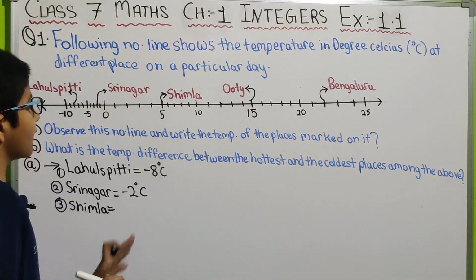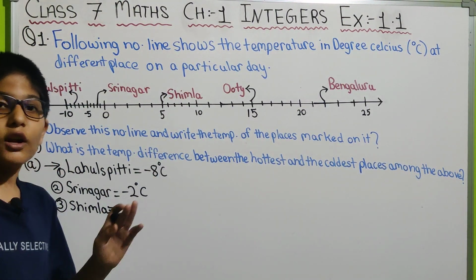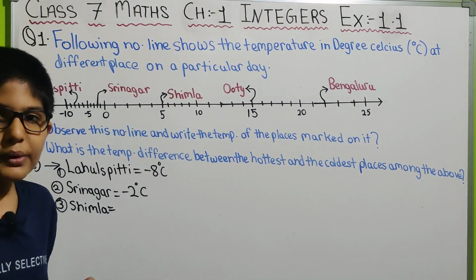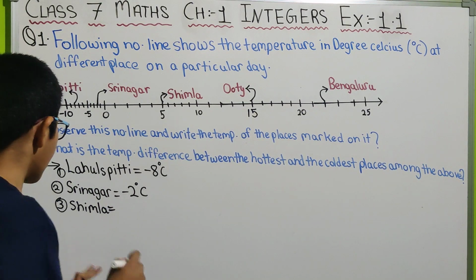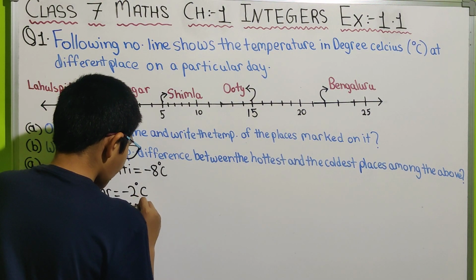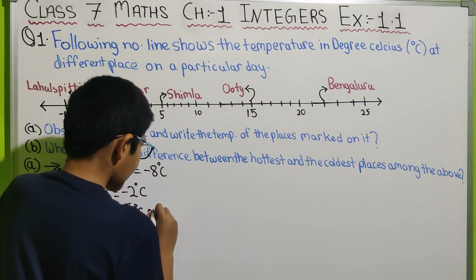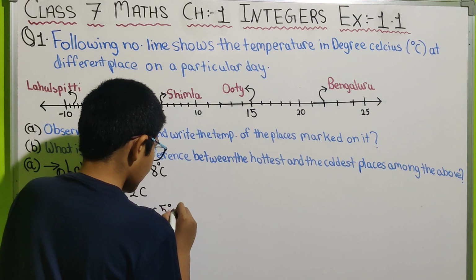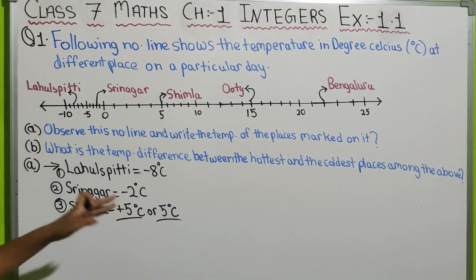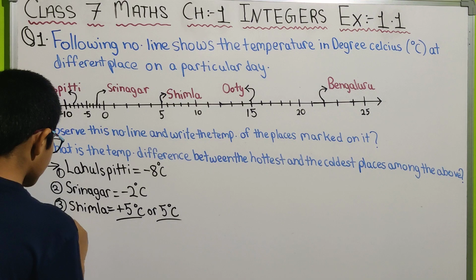Shimla. The third one, here it is 5. Here it is also given at the point 5, which means it is not minus. After 0 it is positive. Positive means we can put a plus sign or leave it as it is. See here, for Shimla, we can write like this also, +5 degrees Celsius. It will also be correct. Or we can write it simply as 5 degrees Celsius. By both methods we can write 5 degrees Celsius and plus 5 degrees Celsius. So now let's write the fourth one.